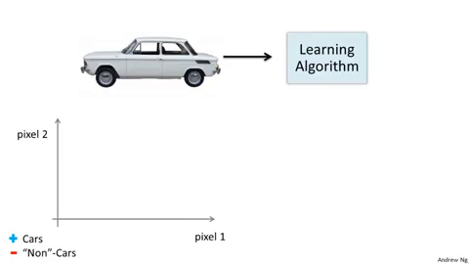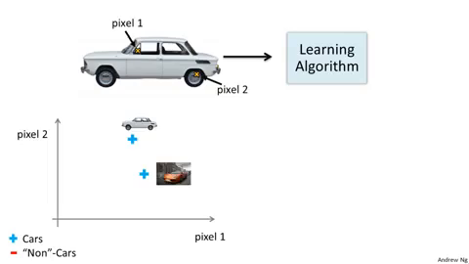To understand why we need nonlinear hypotheses, let's take a look at some images of cars and non-cars that we might feed to our learning algorithm. Let's pick a couple of pixel locations in our images, pixel 1 location and pixel 2 location, and let's plot this car at a certain point depending on the intensities of pixel 1 and pixel 2. And let's do this with a few other images.